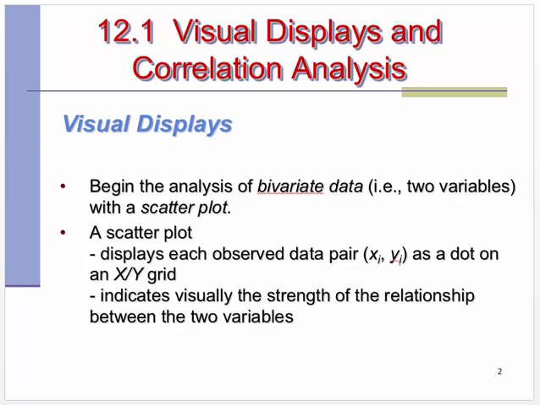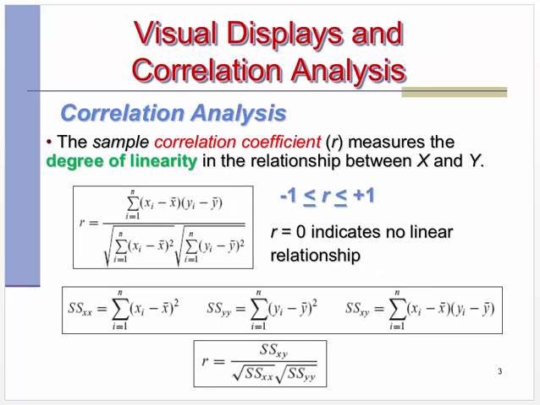What is bivariate data? That is a data set that has two variables, and we can do a scatter plot on that. A scatter plot displays each observed data pair x and y as a dot on an xy grid. It indicates visually the strength of the relationship between the two variables. And if you remember, we do have a correlation coefficient, R, that is used to measure the degree of linearity in the relationship between x and y.